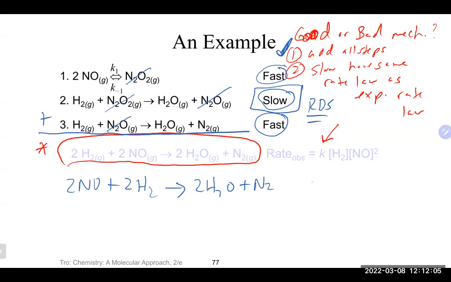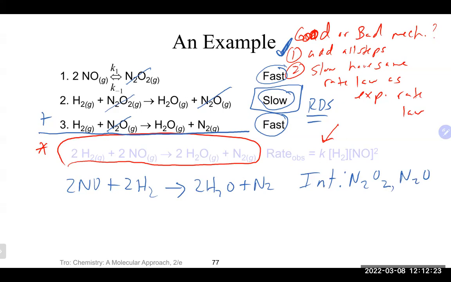By the way, in terms of intermediates in this case, what are some intermediates we got going on here? We have N2O2, right? And we also have N2O, right? So we got a couple of intermediates happening in this reaction.